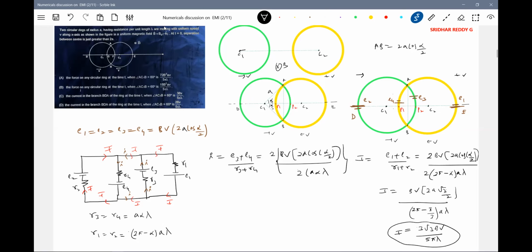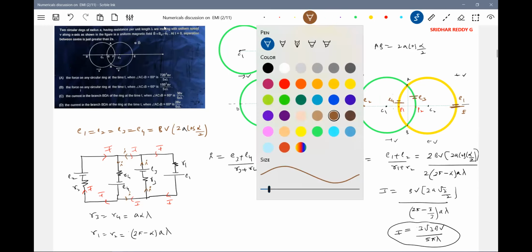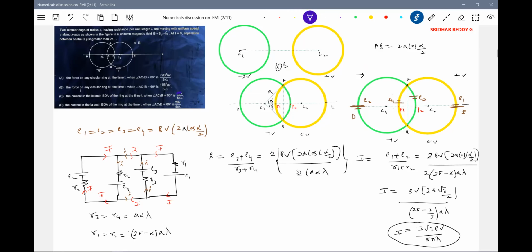Then there's the problem with the options. I'll make correction here. 3 root 3 BV by 5 lambda. Oh, no, force on the circular ring. Force on the circular ring at time AC1B. It's asking the force on that one. I think that I should come here. So what is the magnitude of force? F should be equal to B into I into length. What is the length? Effective length will be AB.